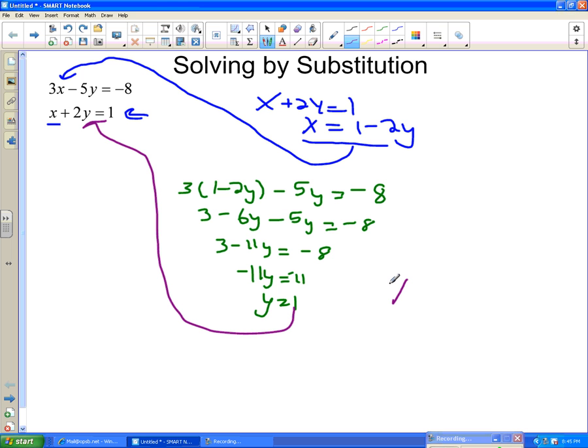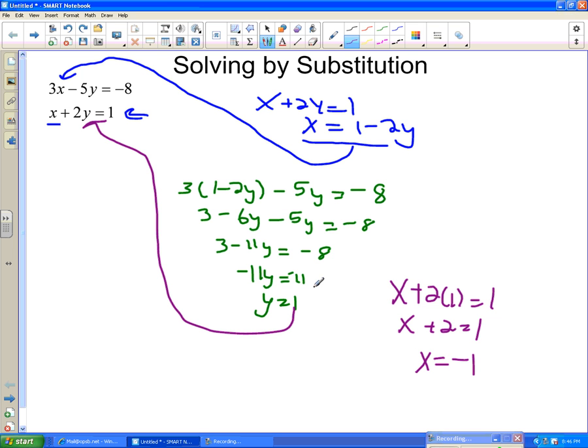So now I've got x plus 2 times y, and this time I know what y is. Y is 1, so 2 times 1 equals 1, and I solve it for x. So I have x plus 2 is 1, and then I subtract 2 from both sides. And I get x is, let's see what I get. When I subtract 2, 1 minus 2 would be a negative 1. So now I know what x is.